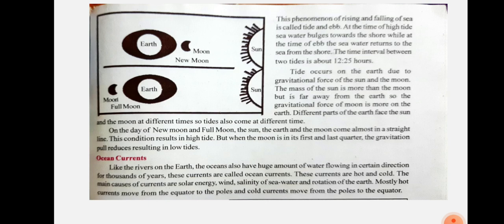The main causes of current are solar energy, wind, salinity of seawater and rotation of the earth. Now what causes these hot and cold currents? Solar energy, wind energy, the amount of salt in the seawater and the rotation of earth. Mostly hot currents move from the equator to the poles and cold currents move from the poles to the equator. Why so? Because the sun rays fall directly on the equator. So the part of ocean near equator consists of hot currents, whereas the polar region does not receive that much of solar heat, so the ocean has cold currents here.